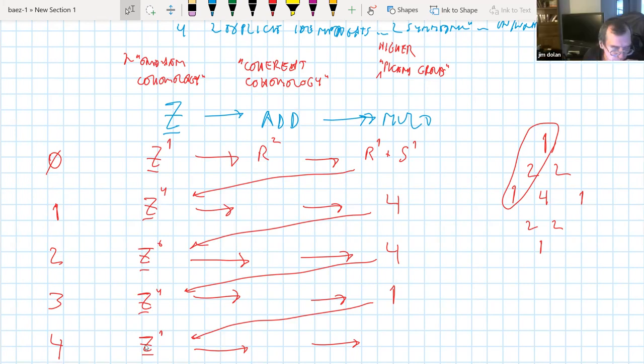Okay. So this is, I think this is R2, R4, R2, and 0, 0. And then we're trying to figure out what these things are over here.